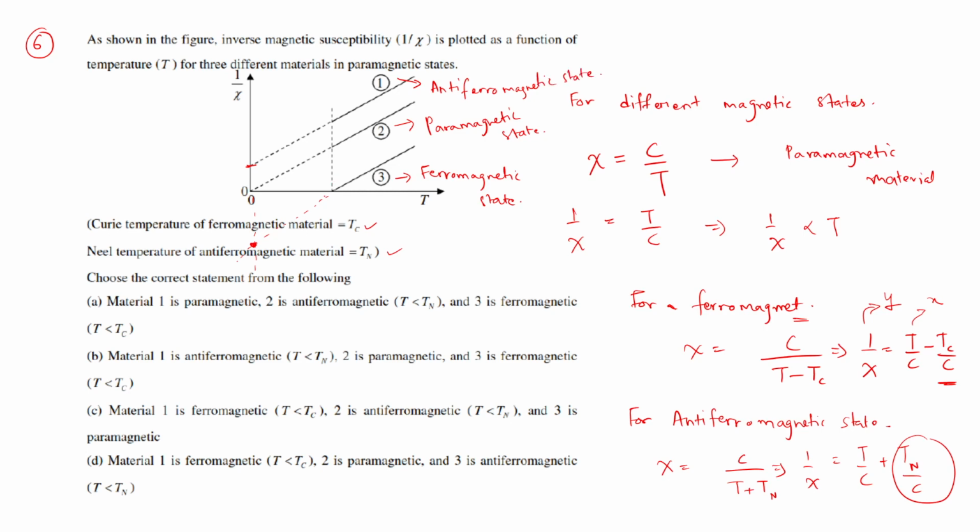So now the option which matches this is your solution. The material 1 has to be antiferromagnetic. So material 1 is antiferromagnetic, 2 is paramagnetic, and 3 is ferromagnetic. So yeah, this is your solution.